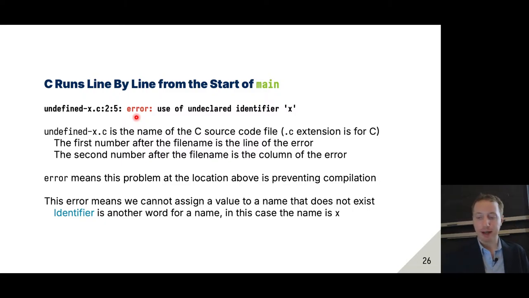So in this case, this error means we cannot assign a value to a name that does not exist. Identifier is just a fancy compiler word for a name. And in this case, it's telling you that the name is x. So use of undeclared identifier, if I translate that to English, means that the variable x does not exist. All right, any questions about that?